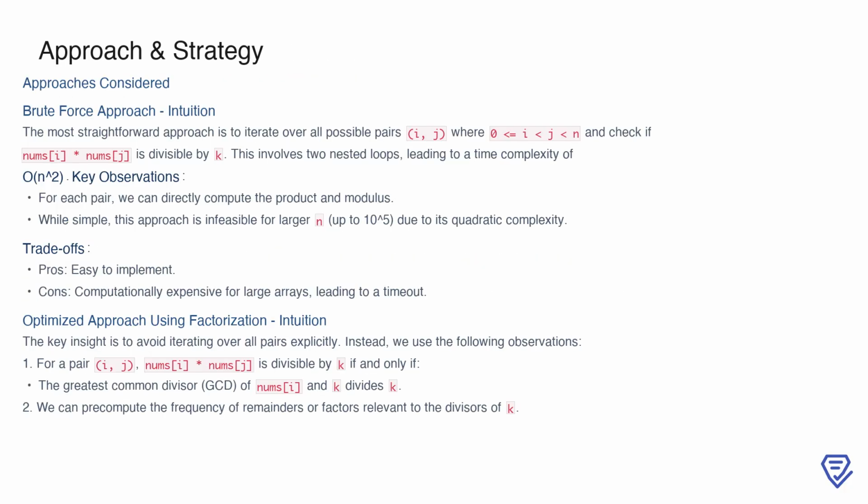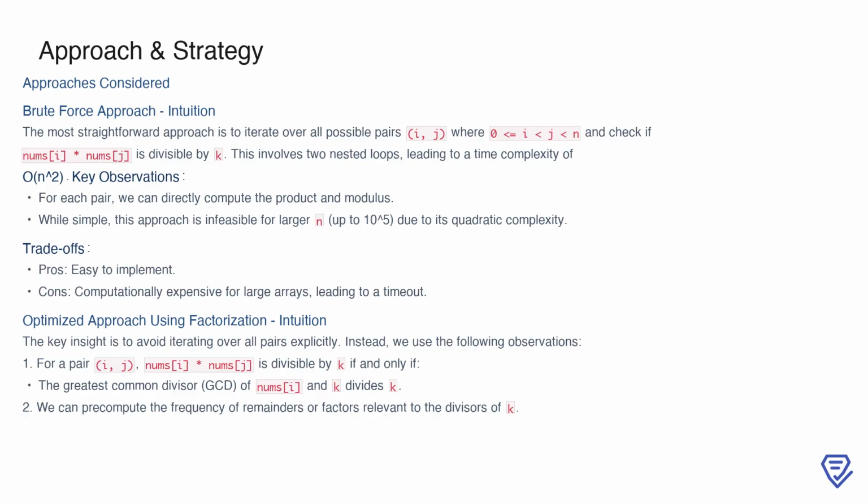When tackling this problem, one of the first approaches we might consider is the brute force method. Here, we iterate through all possible pairs of indices (i, j), where i is less than j, and check if the product of nums[i] and nums[j] is divisible by k. This approach is simple and intuitive since it directly evaluates the condition for each pair. However, it requires 2 nested loops, resulting in a time complexity of n squared. For small arrays, this might work fine, but when n increases to the problem's upper limit of 100,000, this approach becomes computationally expensive and impractical.